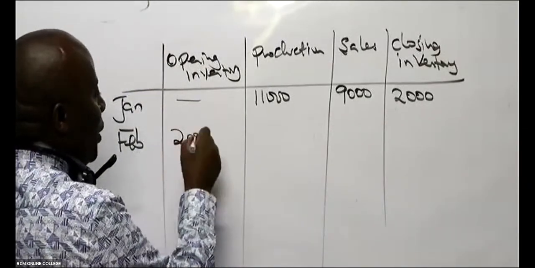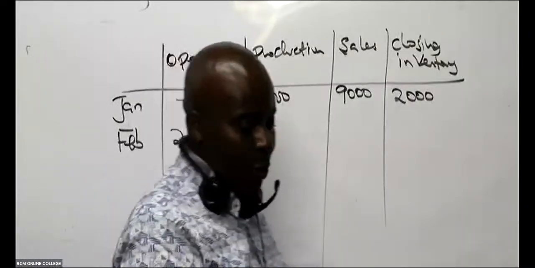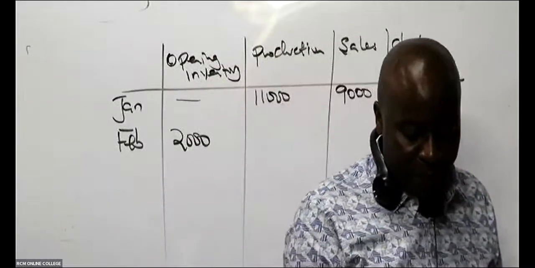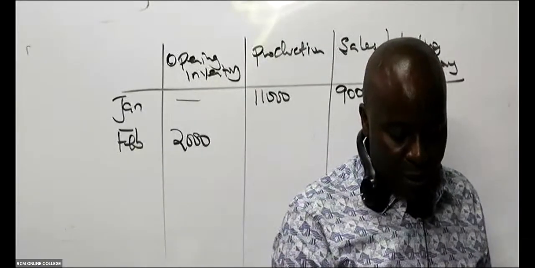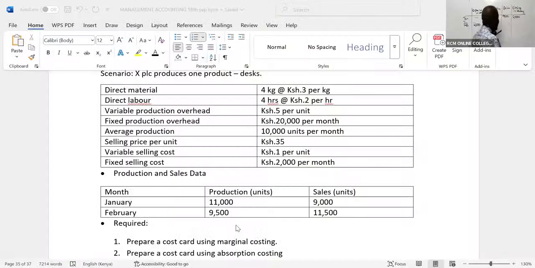So 2,000. From the handout, are you able to see how many we produced in February? How many do we produce? 9,500, isn't it? Yeah. So in this case here, the quantity that was available for sale will be 11,500. Because to get quantity available for sale, you look at what you started with plus what you produced in the period.